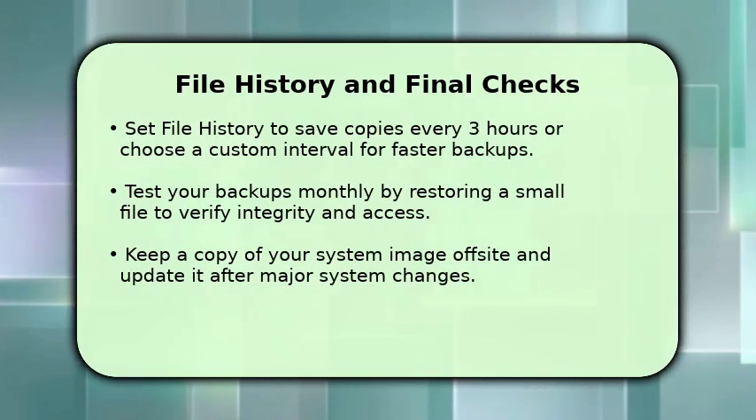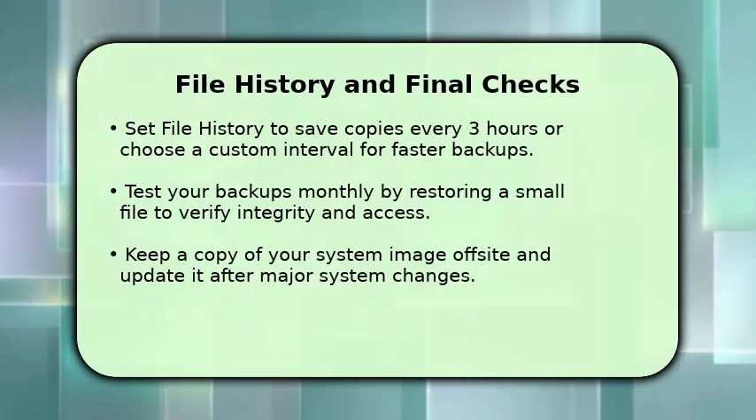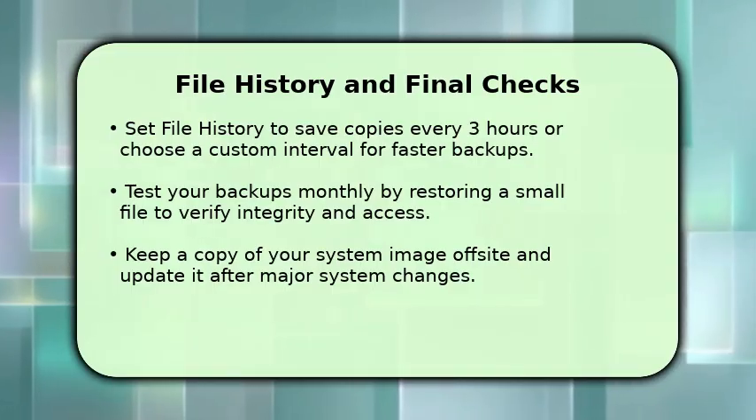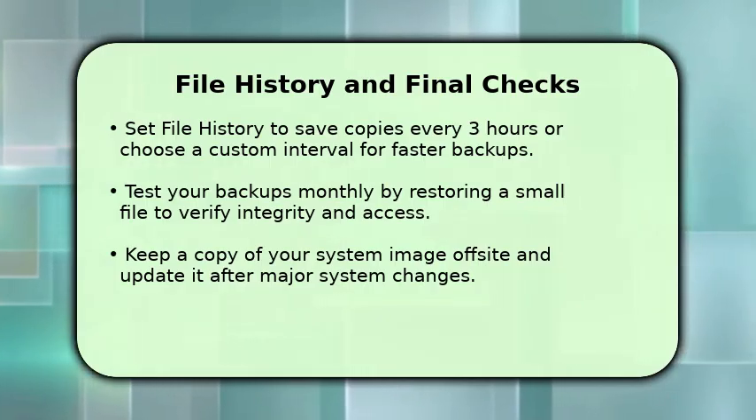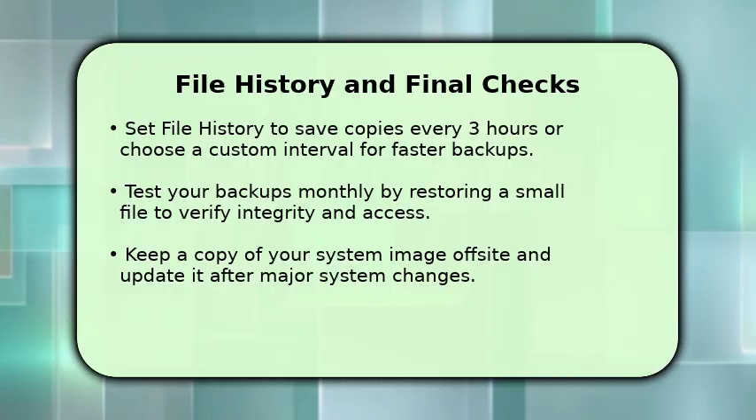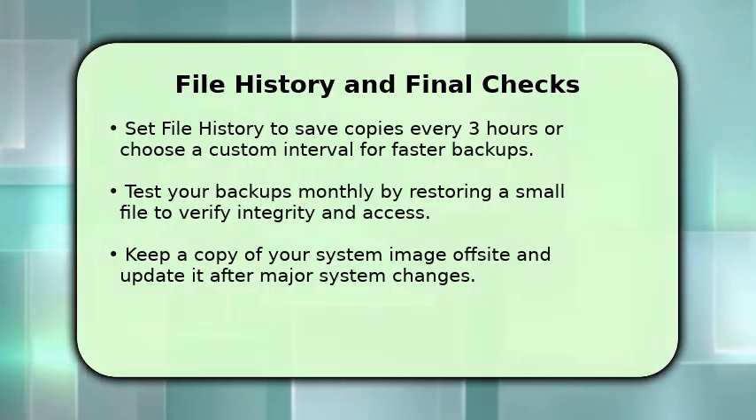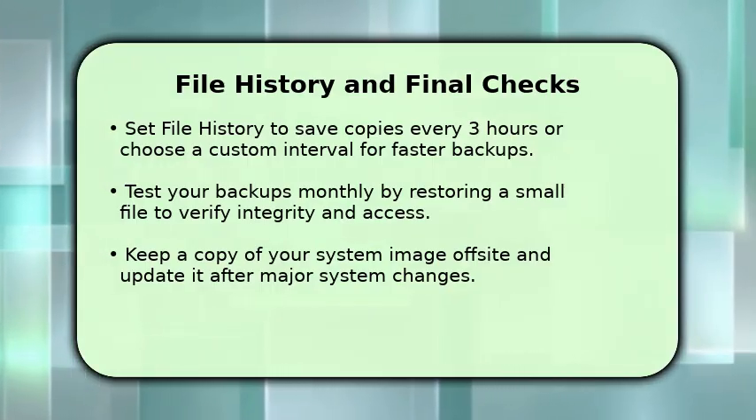To protect personal files, turn on File History and point it to the external drive folder. Set File History to save copies every 3 hours or choose a custom interval for faster backups. Exclude folders you do not need and keep backup versions for at least 30 days.